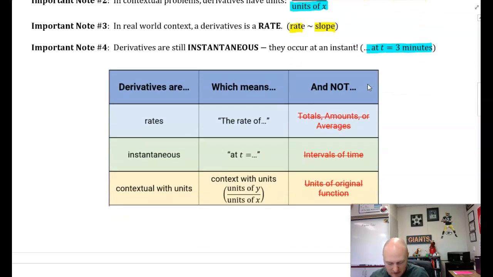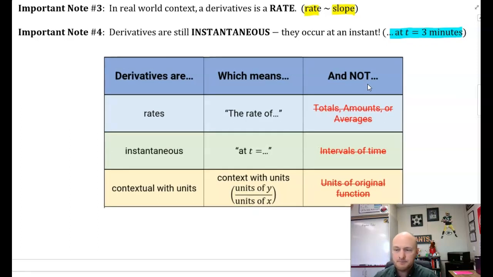Here's a table of values of some things derivatives are, what they mean, and what they are not. Derivatives are rates. Okay, so that just means the rate of whatever it's talking about, and it's not the total, the amount, or an average. It's the rate. It's the rate of how something is changing.